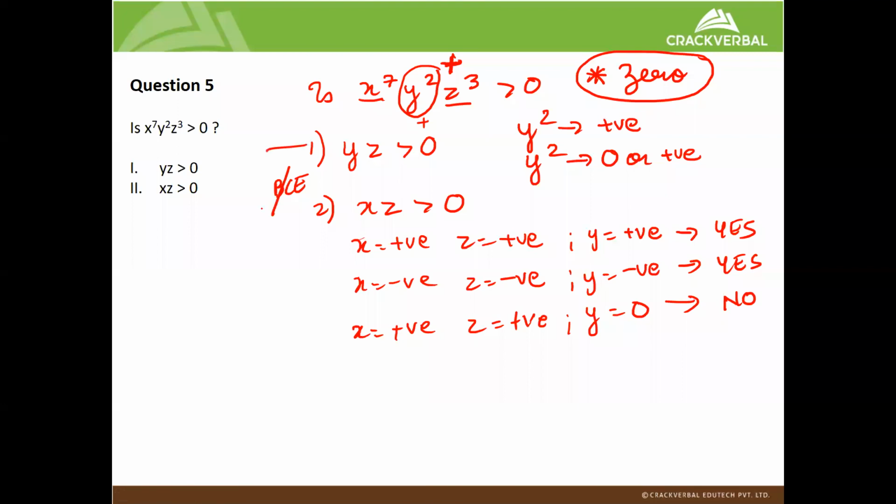Now, when I combine the two statements, I have definite information to say that y can only be positive or negative, because to satisfy the first statement, y has to only be positive or negative. So the case of y being 0 is ruled out. So if y being 0 is ruled out, y square now will always be positive. And the second statement gives me that x and z have to be the same sign. So x to the power of 7 and z cube will also be the same sign, which gives me the product to be greater than 0. So the answer here has to be C.